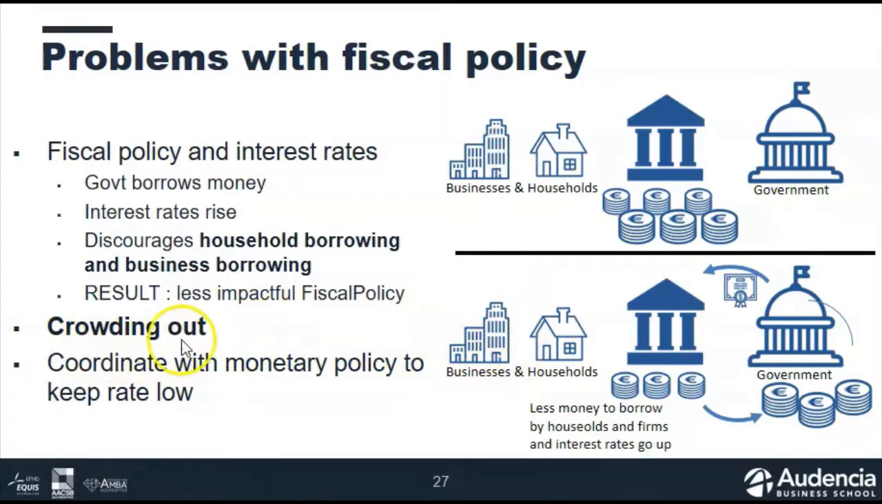Now, this is called crowding out. This is a very unique term we use in economics. Basically, we've crowded out the investment and the consumption by households in this case. How do you solve it? We solve it through coordinated monetary and fiscal policy. Let's take a look at how we coordinate fiscal and monetary policy.